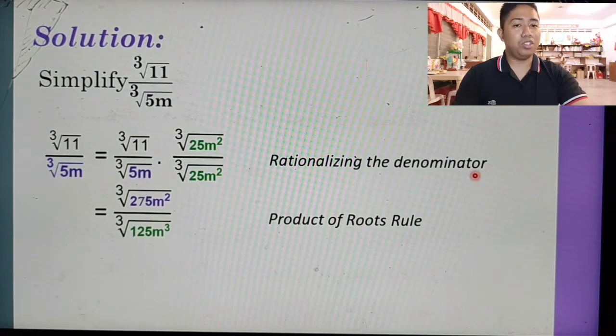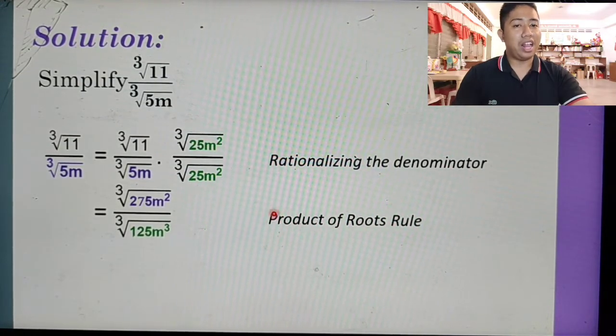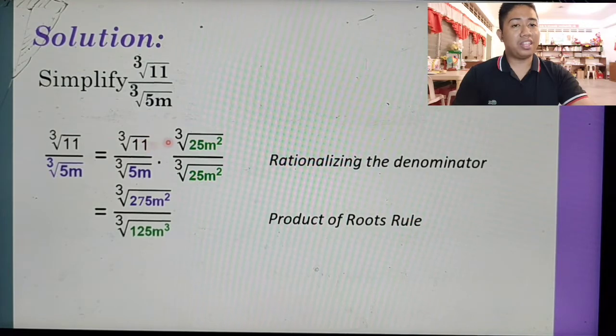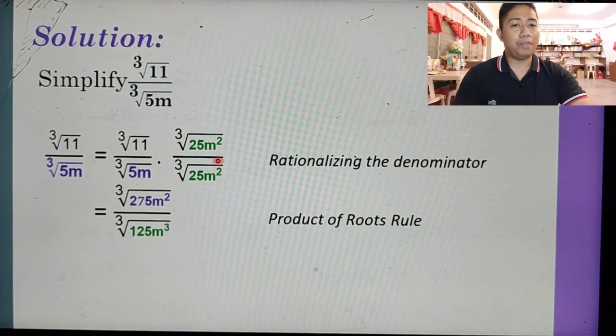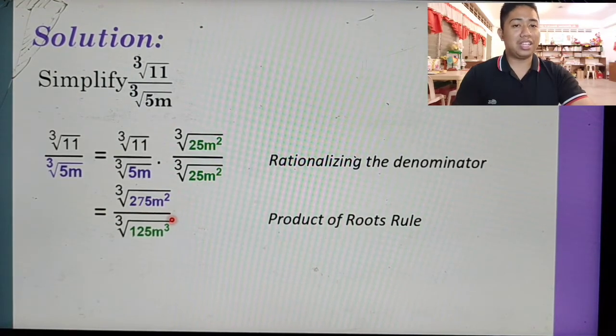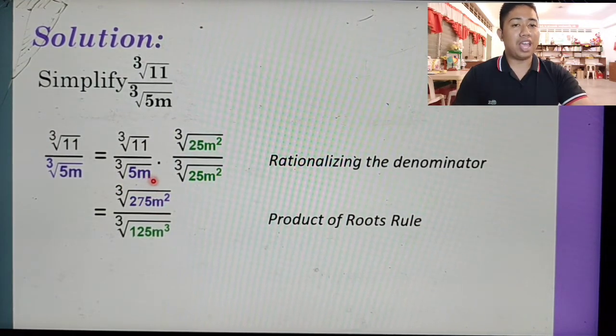The next step is to apply the multiplication rule for radicals. The cube root of 11 times the cube root of 25 is the cube root of 275, and then copy m squared. Next, on the denominator, we multiply 5 times 25, so we get 125. And of course, m times m squared, so we have m cubed.